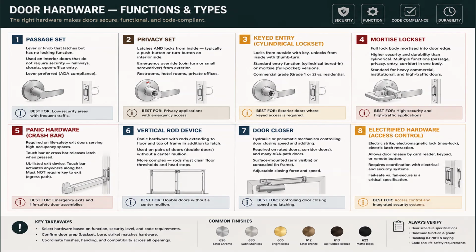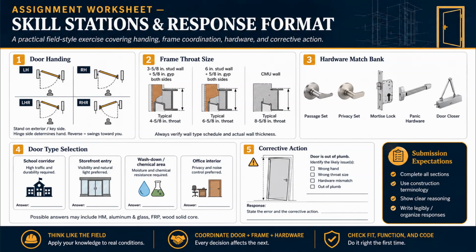requirements. Here's the structure of Participation Assignment 13. 5 skill stations, set up like a field exercise. Station 1. Door handing. Determine the hand, LH, RH, LHR, or RHR, using the rule we drilled. Stand on the exterior, key side. Hinge side determines the hand. Reverse means swings toward you.